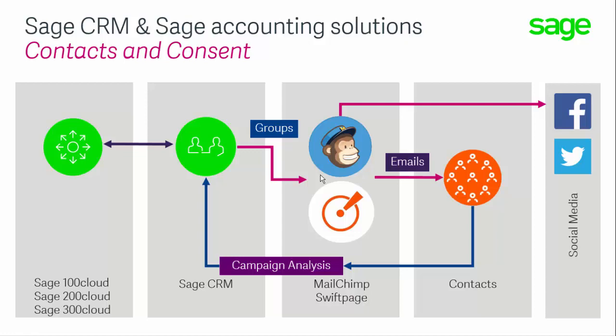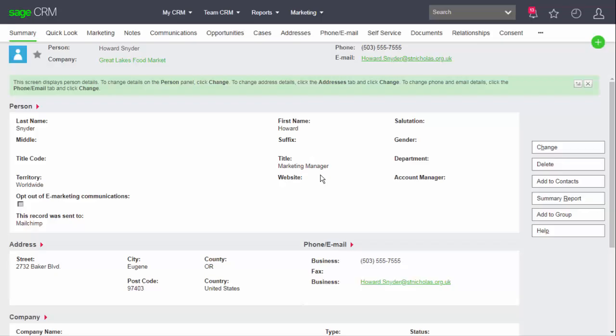So if I go to something like a person summary screen, and this happens to be looking at the summary screen for a contact in Sage CRM, you can see on this screen that the contact has been sent to MailChimp. And this field is either going to display null, MailChimp, SwiftPage, or SwiftPage and MailChimp. And the information is also shown at the level of the company.